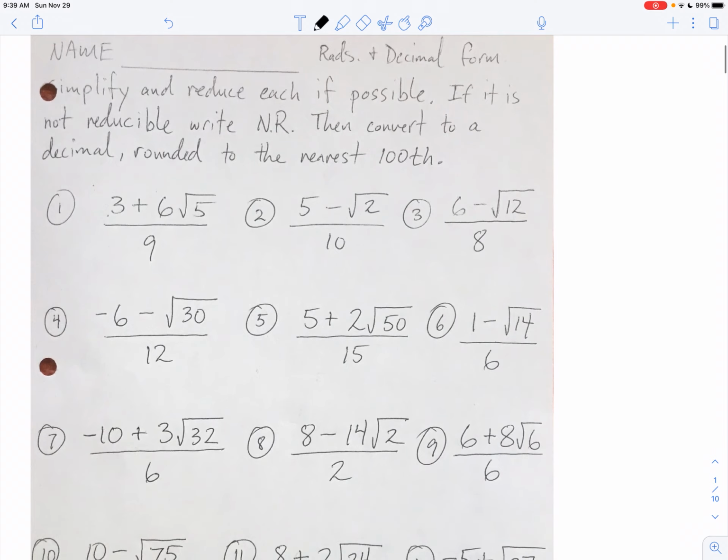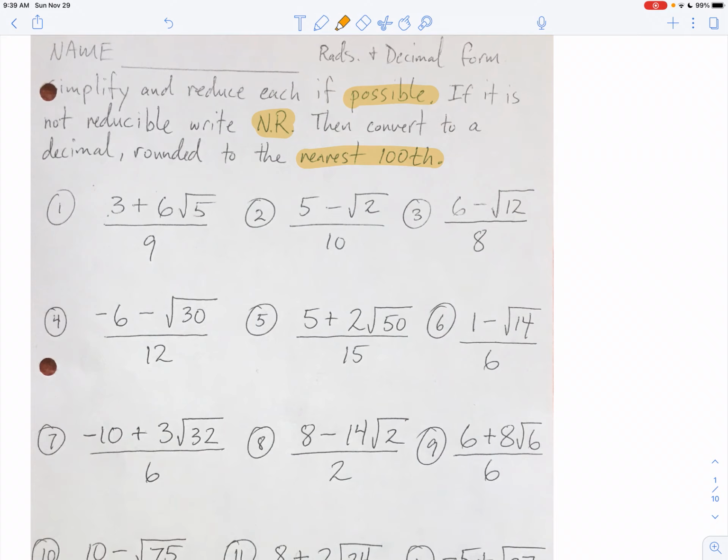It says here, simplify and reduce each if possible. The thing is, not everything is possible to reduce. If it is not reducible, I want you to just write NR, not reducible. But whether or not a number is reducible, you can still convert it into a decimal. And I'm going to ask you to round your decimals to the nearest hundredth.